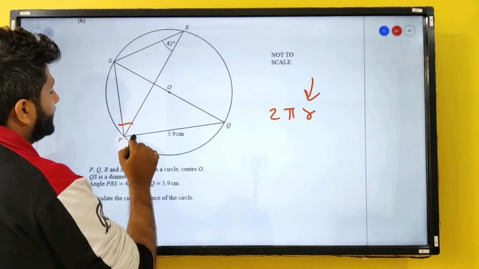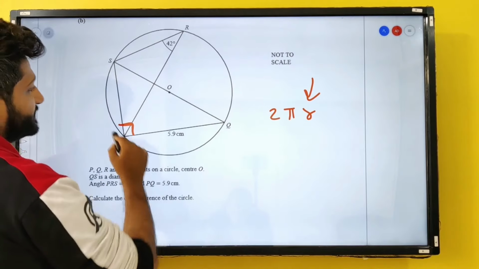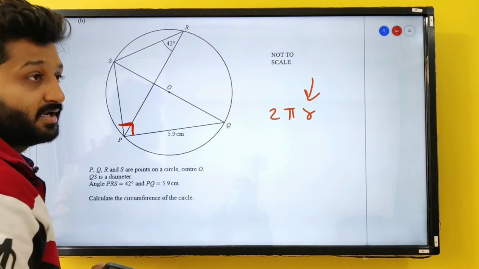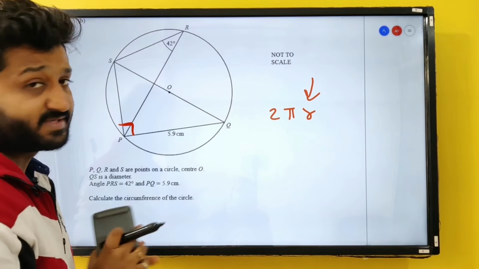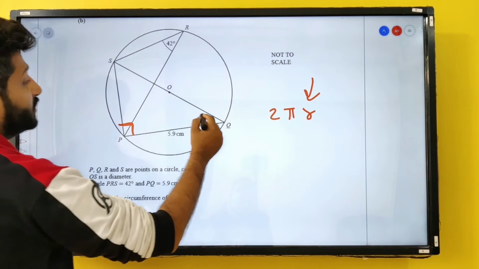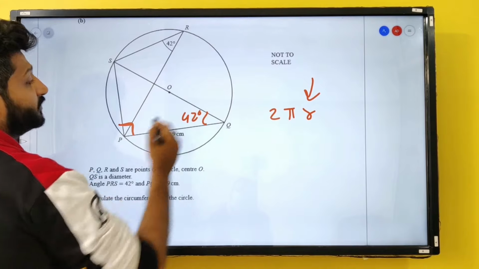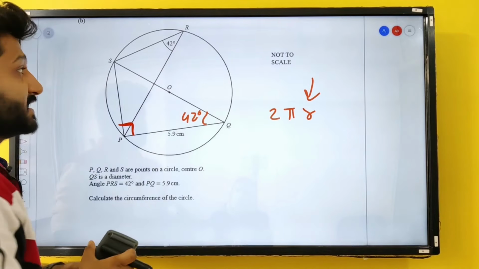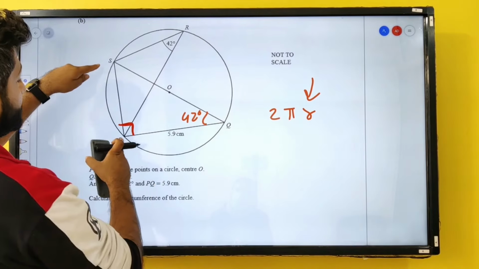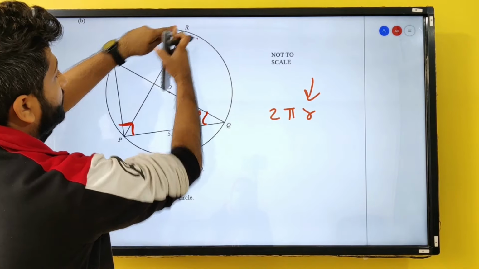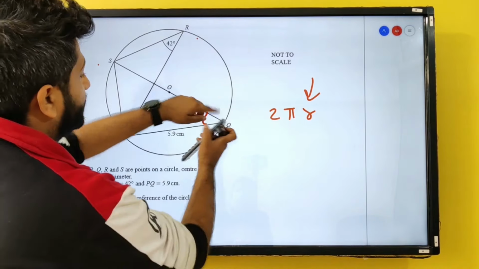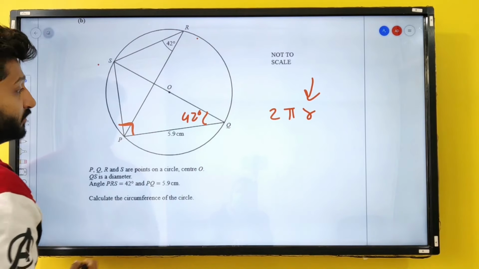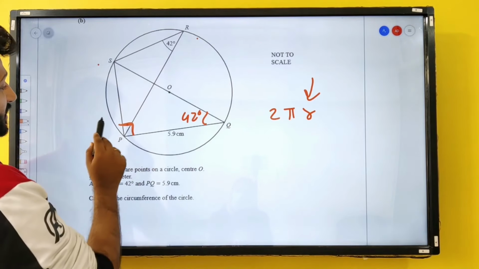See, this is going to be 90 degrees because this is a triangle inside a semicircle, right? So the angle at the circumference is always 90. If this is 42, this is also going to be 42. Angles in the same segment. See, from SP, they have a triangle, point at R and the same point at Q also. So this is also going to be 42. Okay, this is 42, this is 90 degrees.